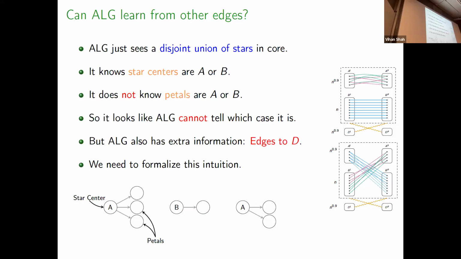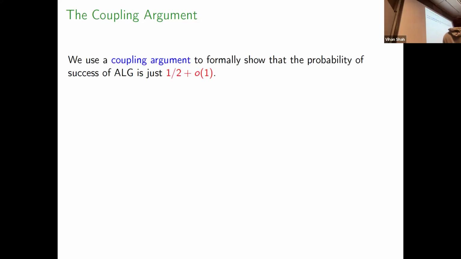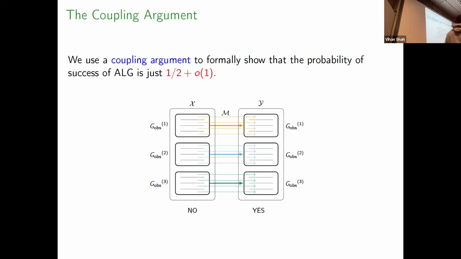So this intuition that we have, that the algorithm cannot do anything once it sees the stars, we just need to formalize it. And this is where the coupling argument comes in. What is the coupling argument saying? It's going to say that we can formally show that the probability of success of this algorithm is just half plus the log. So it can't do much. It cannot distinguish with probability 2 over 3.